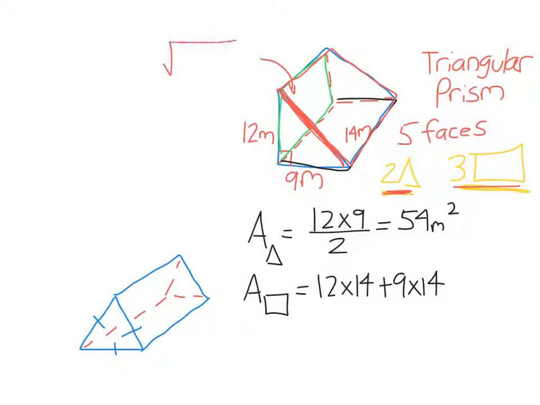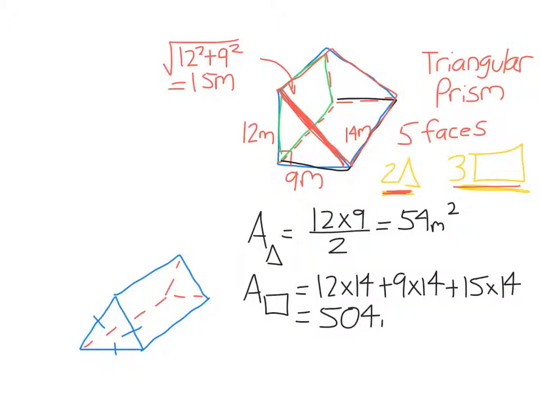So it'll just be the square root of 12 squared plus 9 squared. We're adding because we're finding the hypotenuse, and the answer is 15 meters. So the final rectangle will have an area of 15 times 14. And so that is 210 meters squared, if I've done that right in my head. So the total surface area is 504 plus 54, which is 558 meters squared.